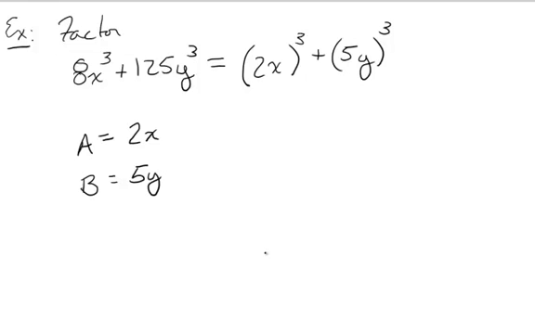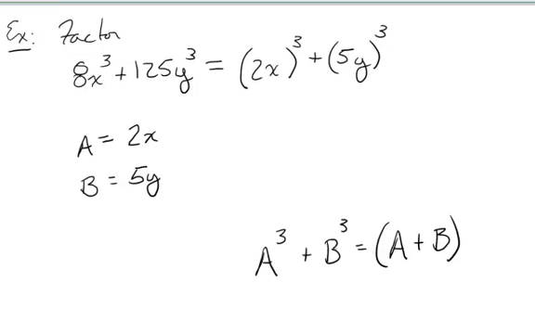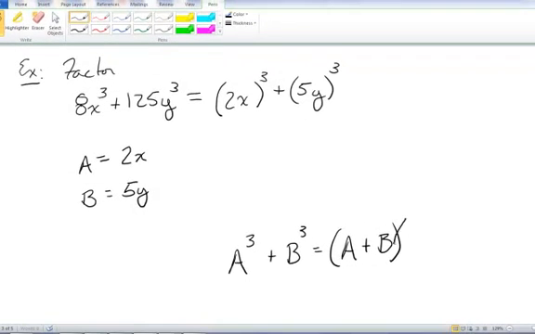The formula for the sum of perfect cubes is a cubed plus b cubed. Well, that factors to be, remember, a binomial and a trinomial. The binomial part looks very similar to the original without the cubes, and the trinomial part is a squared, watch the sign, minus ab plus b squared. Okay. So let's go ahead and factor this.